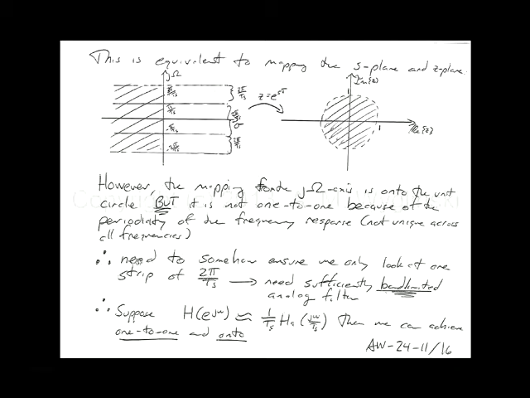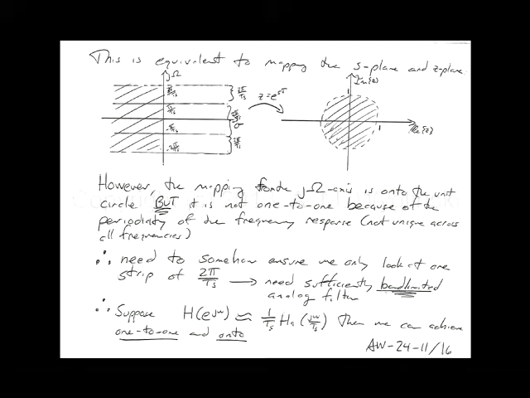We need to do something here where we can ensure that that one strip of 2 pi over TS, right, somehow we only look at one of them. So what's the trick? It's got to be band limited. So this will only work if we have a band limited signal. If not, we don't get the one-to-one. We have onto. We don't have one-to-one. We don't have uniqueness, right?